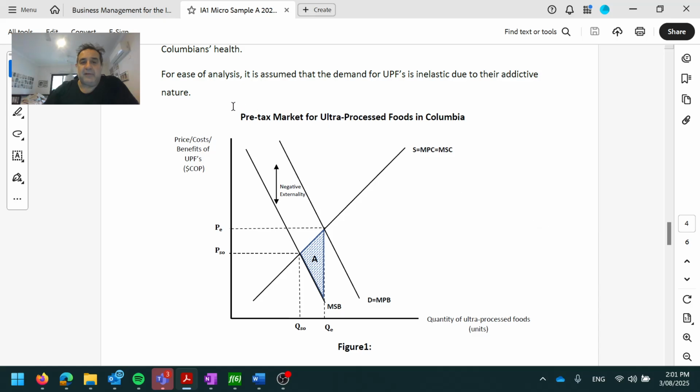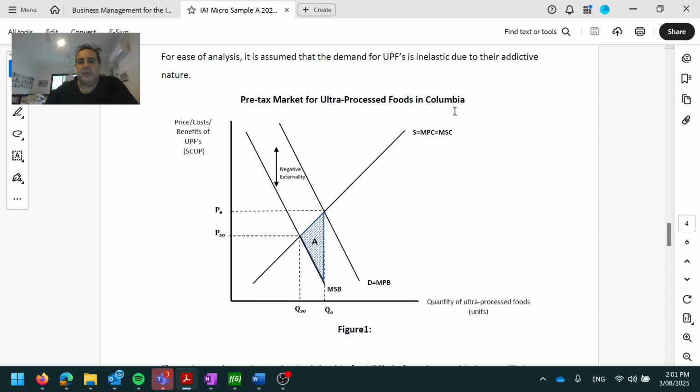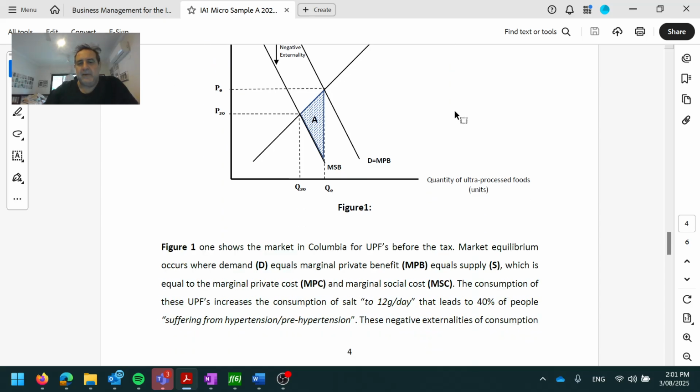Okay, keep those titles short. Pre-tax market for ultra-processed foods in Colombia. Some people write more than 10 words. They can't be more than 10 words. Just keep it sweet and short. It is just the market in most cases that you're looking at, pre and post. So keep it simple.